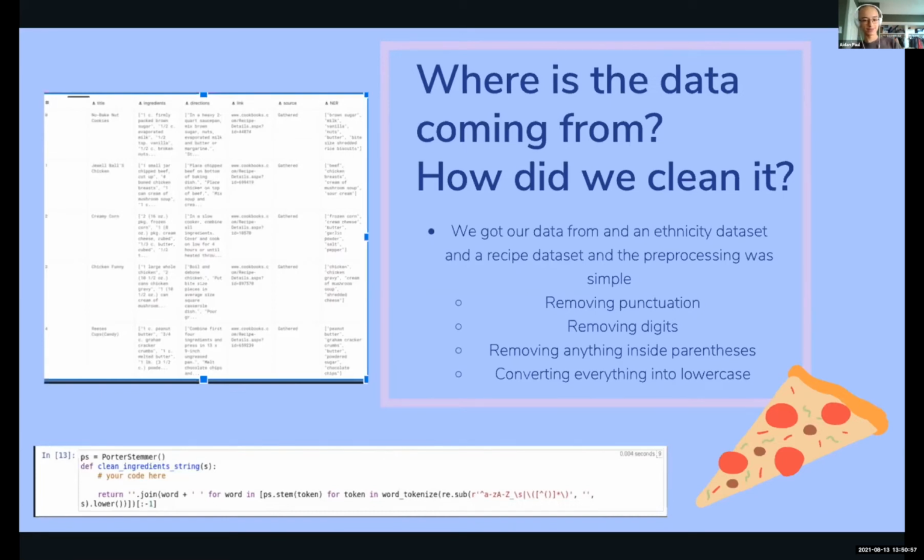And then we filtered the ingredient strings using the code shown at the bottom of the slide. It looks really complicated, but what it just does is that it removes punctuation, removes digits, removes anything inside parentheses, and converts everything into lowercase just to make the string easier to vectorize.